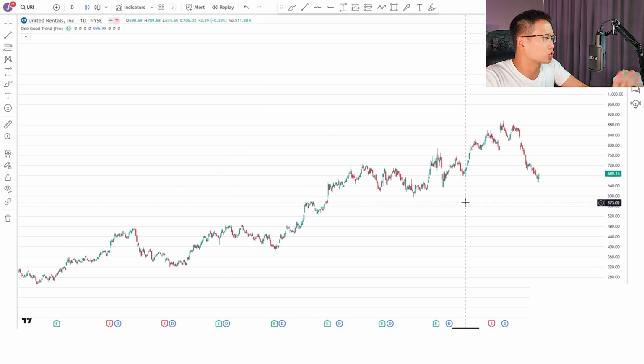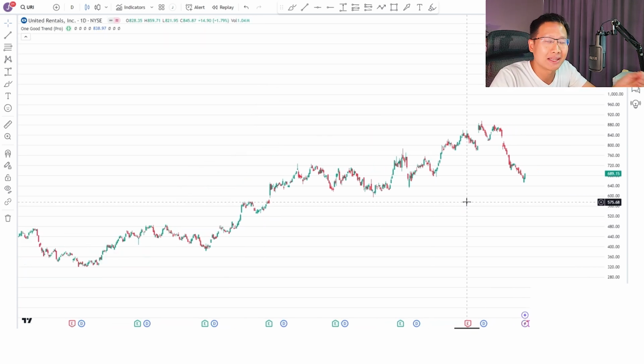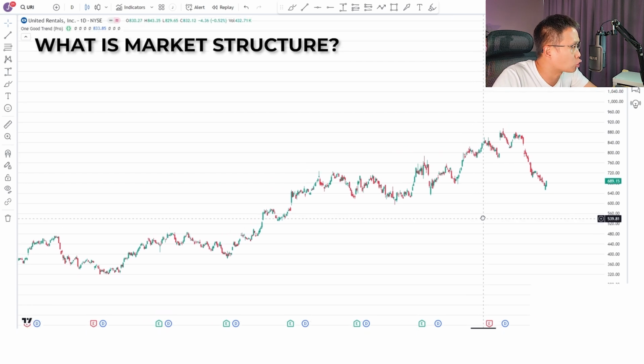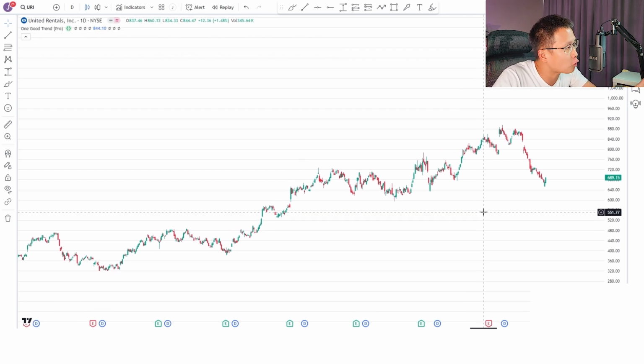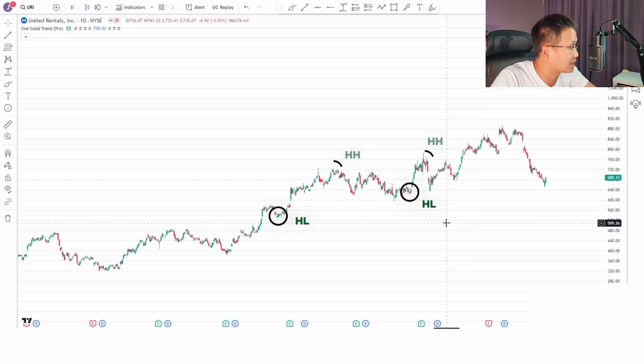But before we talk about the trend or the prices and all that, let's dive into what exactly is a market structure. So when we look at the structure of the stock, first of all, we want to know if the stock is forming what we call higher lows and higher highs, right?